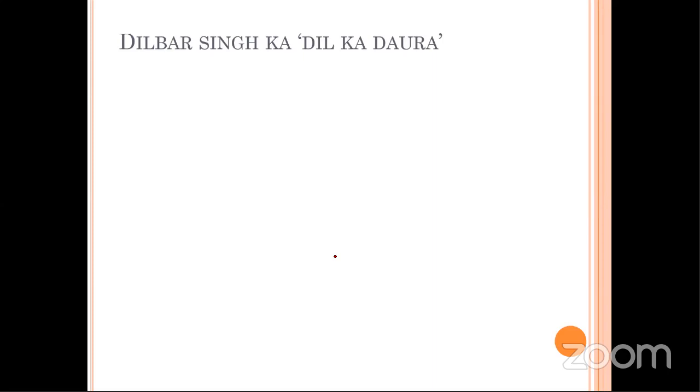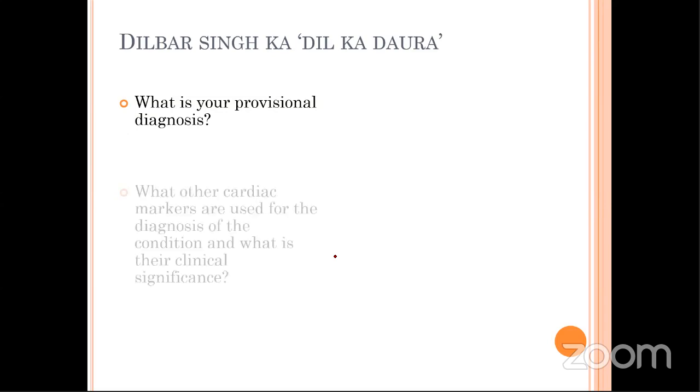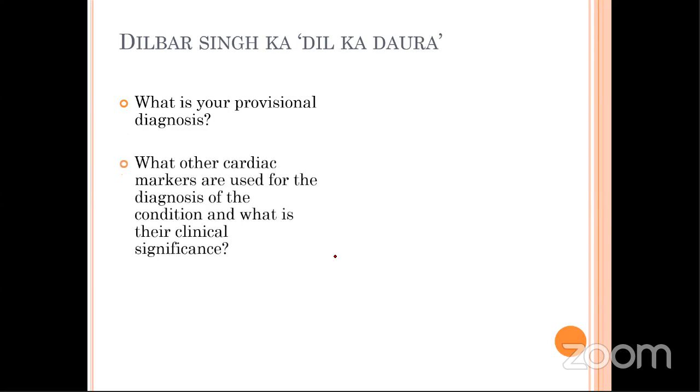So coming back to the case of Dilbar Singh, the questions associated with this case can be: what is your provisional diagnosis? The diagnosis is obvious. It is a case of acute myocardial infarction. In the case, the laboratory investigation found a raised serum cardiac troponin I. Now the question can be, what other cardiac markers are used for diagnosis of this condition?